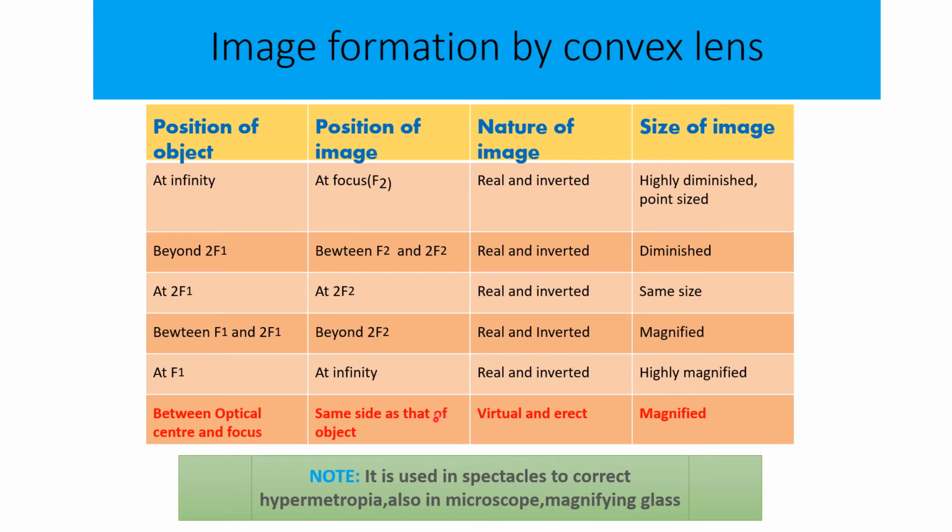So why is that happening? Because the light rays are not actually meeting in nature. We are producing them backward to meet at one point. So whenever you produce light rays, the image formed is going to be virtual and erect in nature. But here the object is very close to the lens. Since the object is very close, the image is going to be magnified in nature. Right? So these were the six cases.